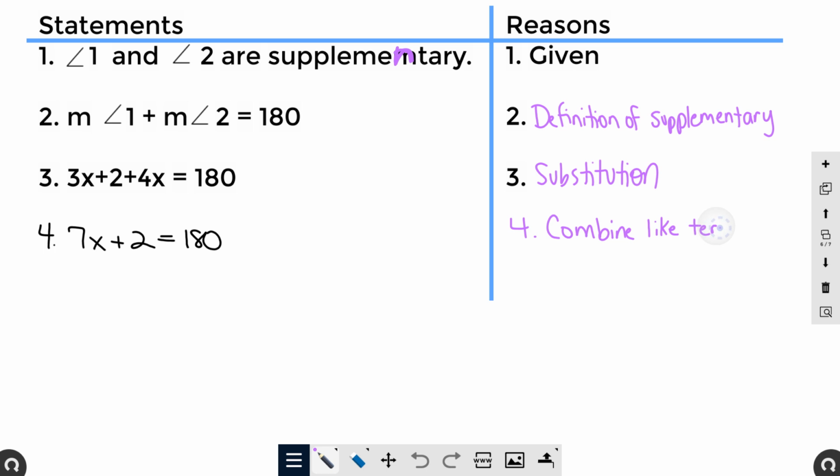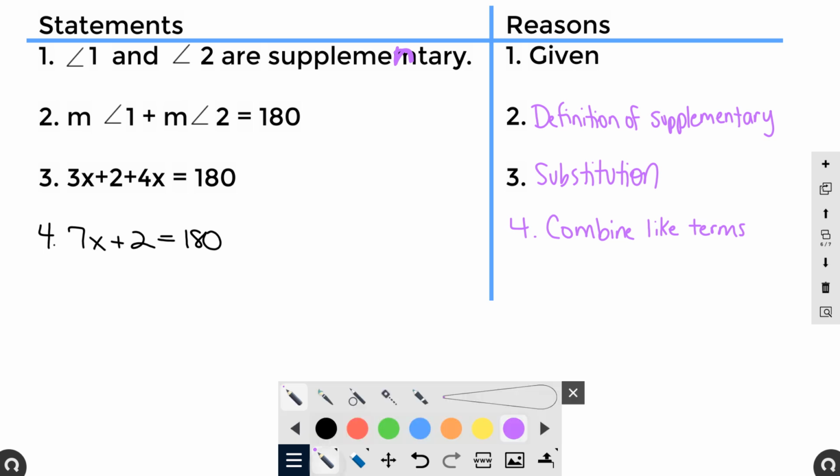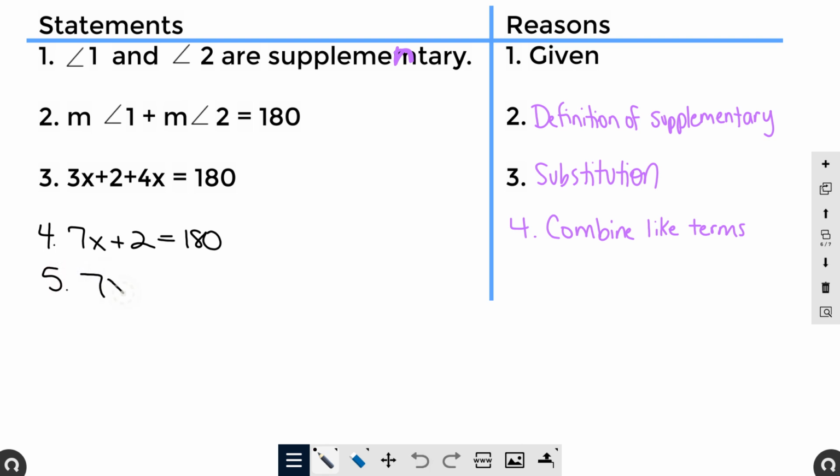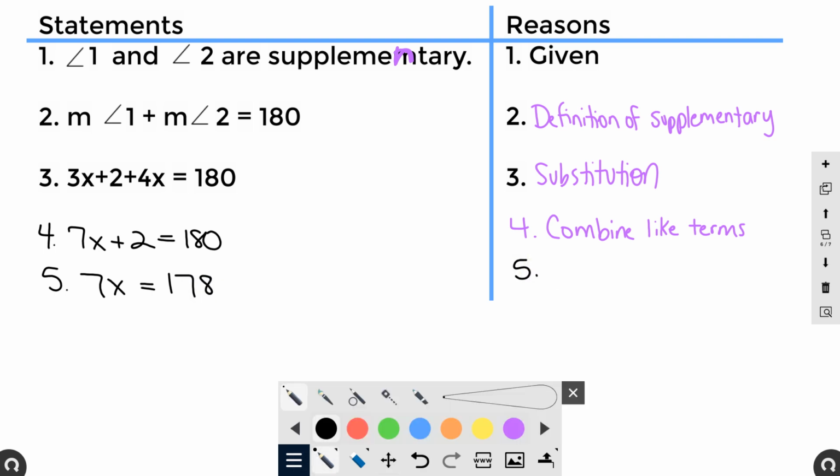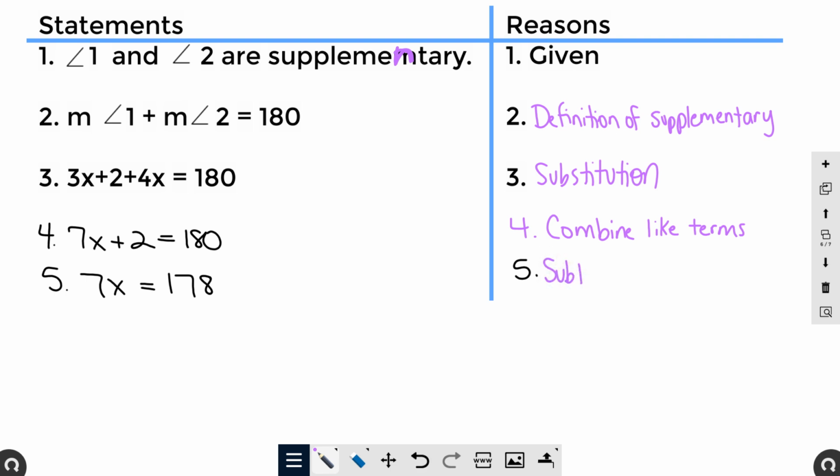I think it's much easier to do the algebra part of this and keep solving, right? What would you do next? You'd get rid of that 2, right? Subtract 2. So in statement 5, we would have 7x equals 178. And what is the reason? Subtraction property of equality.